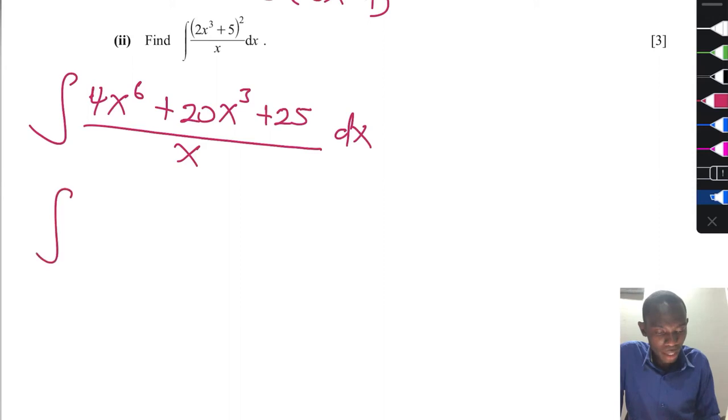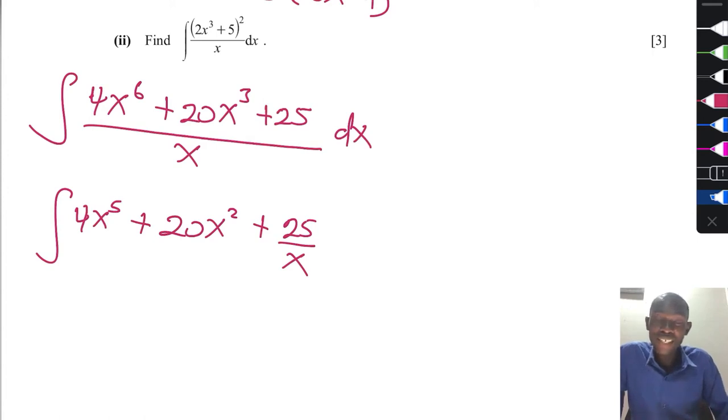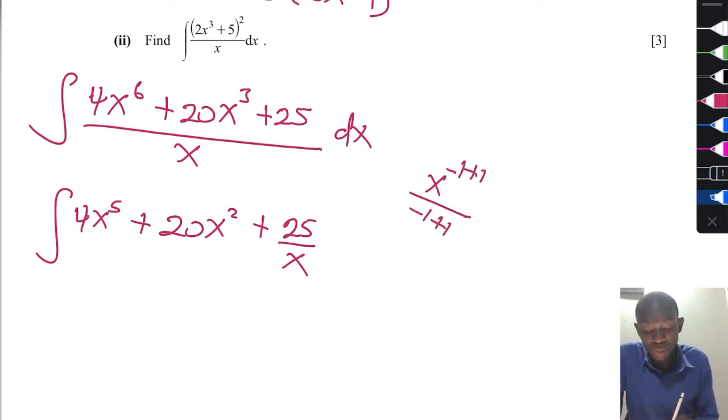All right, so I can simplify to get 4x to the 5th power, right? Yeah, and I'm going to have 20x to the 2nd power, and then this is going to be 25 over x. Why didn't I write it as 25x to the -1 power? Well, if you are about to integrate that, you will see a problem, because if you have x to the power -1 and you add 1 to that, and you divide by -1 plus 1, you're going to divide by 0, which is not possible, okay? So it makes the whole issue really, really difficult.